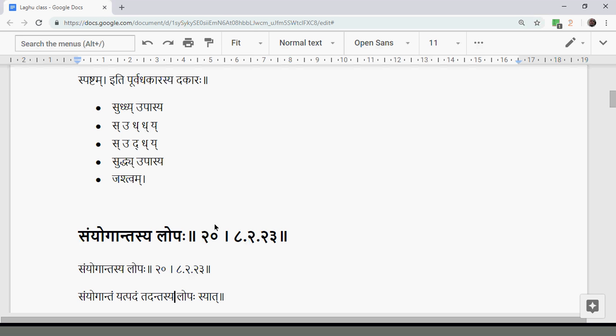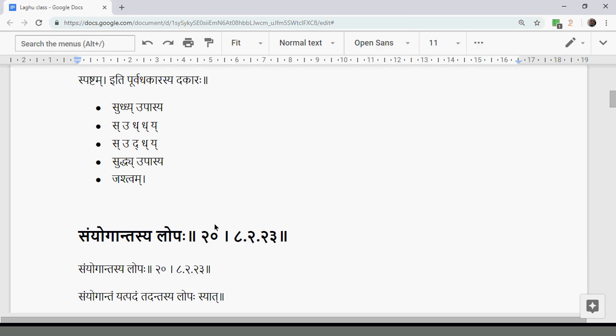Adarshanam lopa. Adarshanam is not seeing. Not seeing is not cognizing. Not hearing is also included there. So, na shruyate iti lopaha. Adarshanam lopa is ashravanam lopa. What is not heard because it is not uttered. Why is it not uttered? Because the adesha is lopaha.